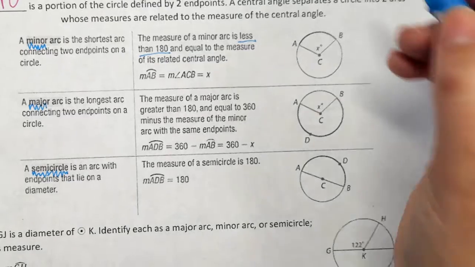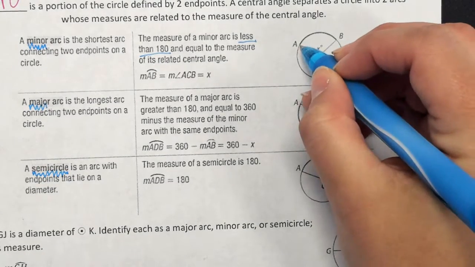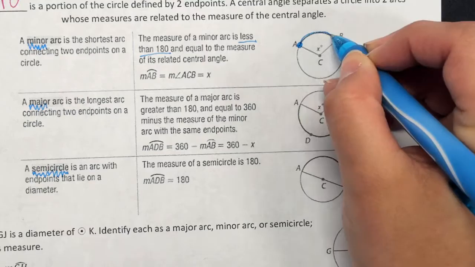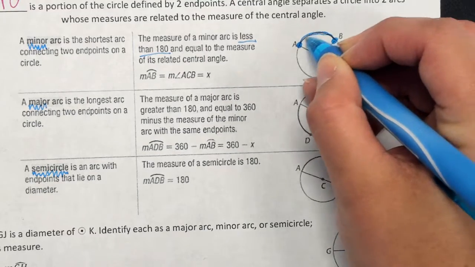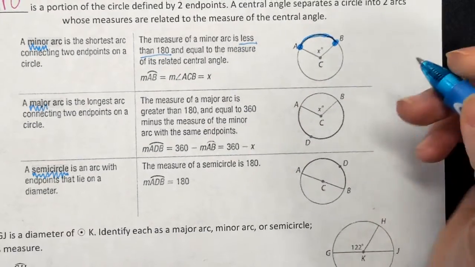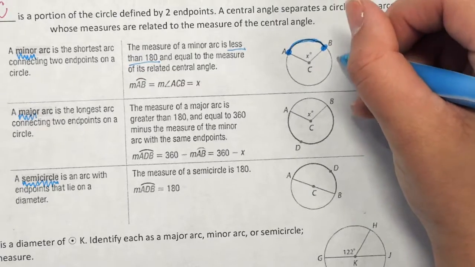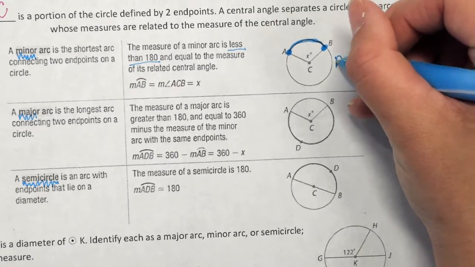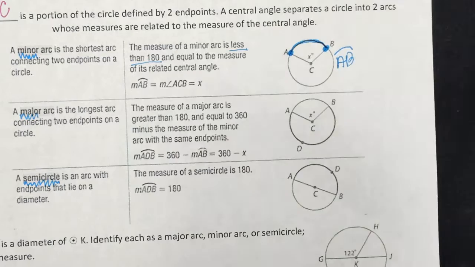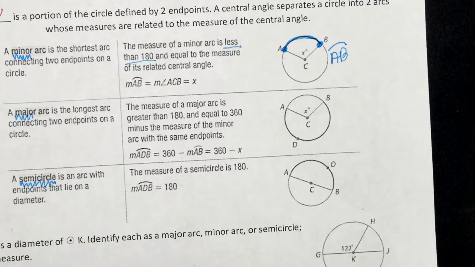So if it's smaller than a half, then it's a minor. So this arc right here, from here to here, do you see this? This is an arc, and here's how we name it. We name it by saying AB, but you put an arc over it. It's called arc AB.